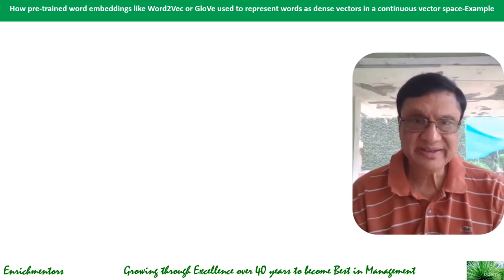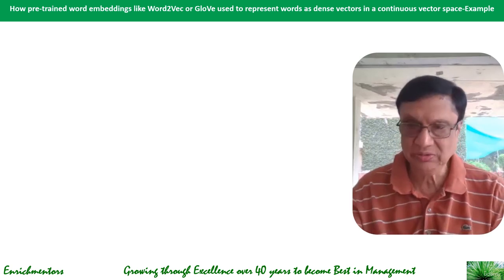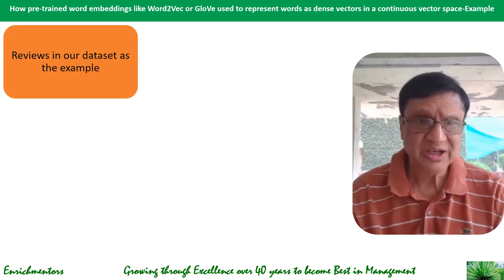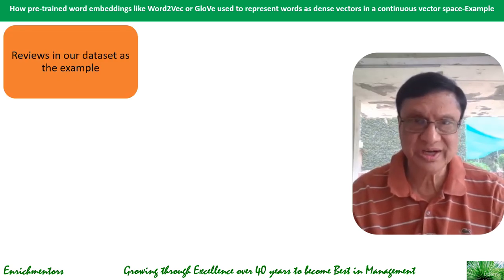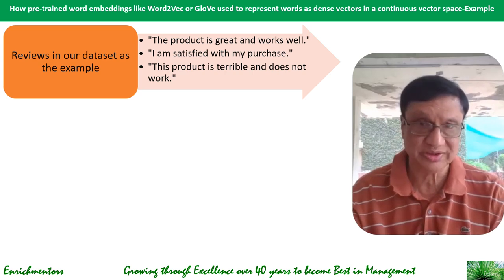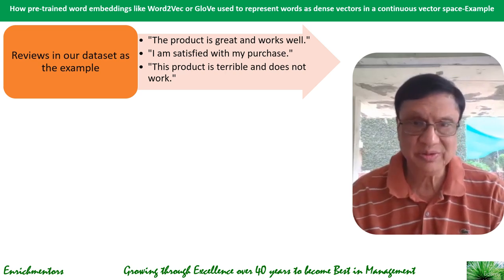So let's look at our example and see how this looked. As you can remember, we had the following three reviews in the data set in the example. The product is great and works well. I am satisfied with my purchase. And the product is terrible and doesn't work. These were the three reviews that we have been working on.